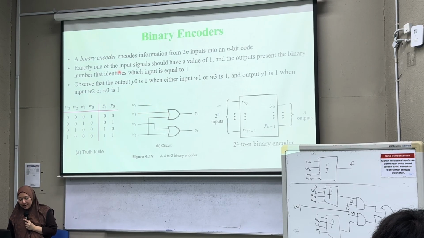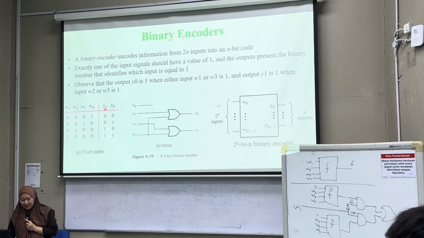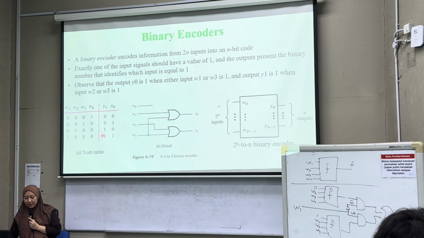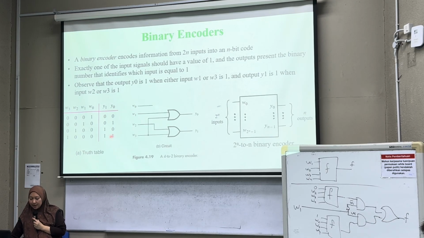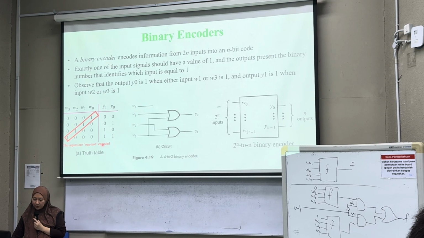So binary encoder. Here you've got W0, so the output is 0, 0. W1 means Y1 is 0, Y0 is 1. W2 is 1, that means Y1 is 1, Y0 is 0. W3 is 1, both Y1 and Y0 are 1. So I'm using a 4 to 2 binary encoder.